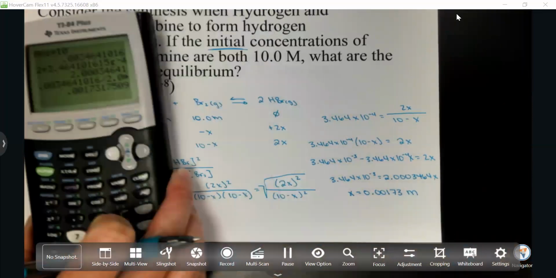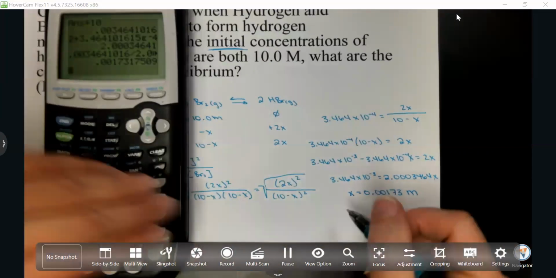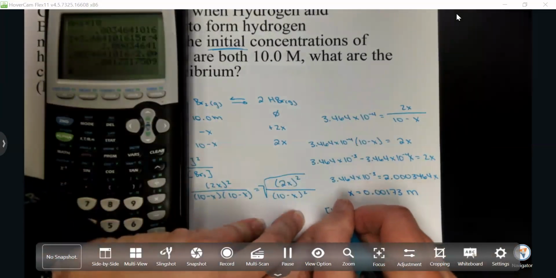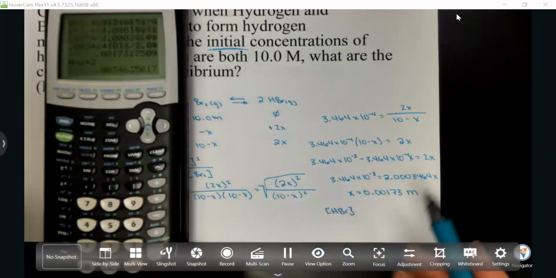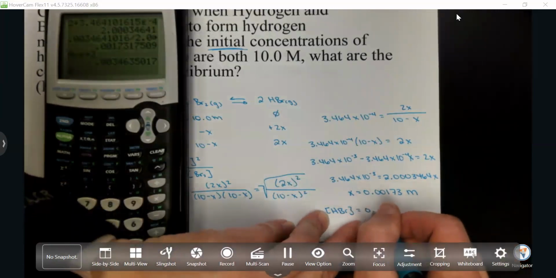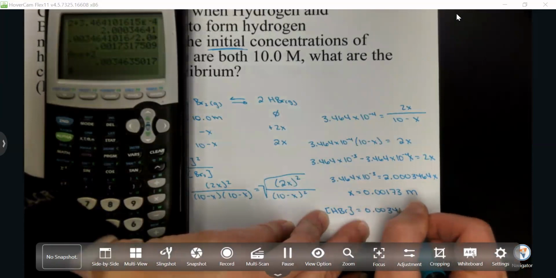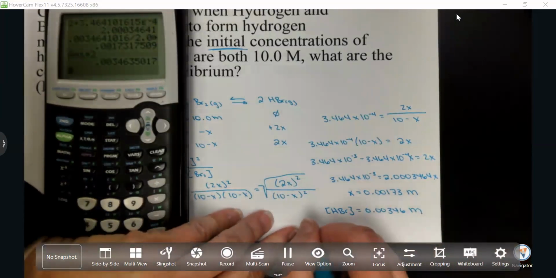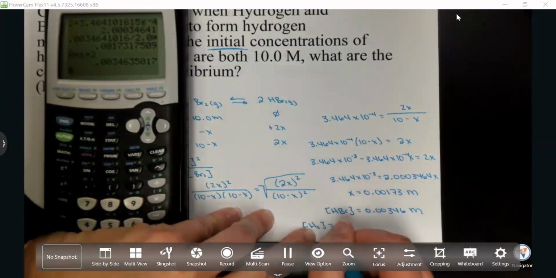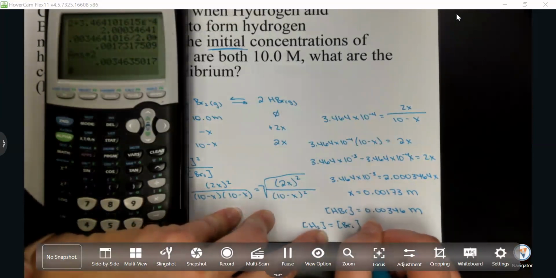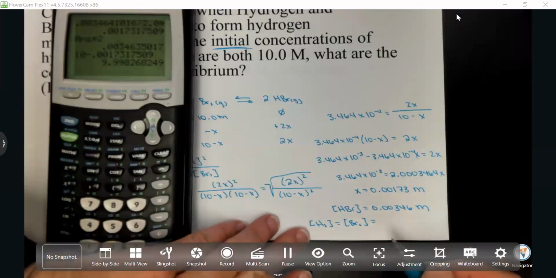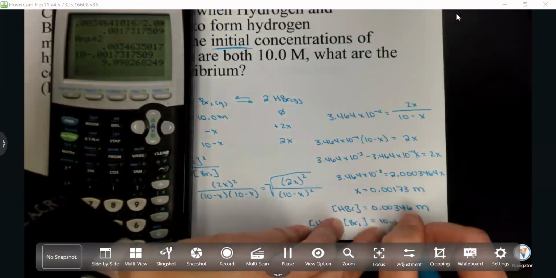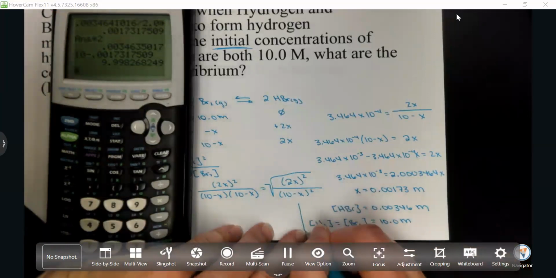It's asking me to solve for my equilibrium concentrations. So I know that my HBr, because my equilibrium row says 2x, I just have to multiply this by 2. So that's going to be 0.00346. And my hydrogen is equal to my bromine gas, which is going to be 10 minus my value of x, which when I run to sig figs, I probably won't change it too much here. And yep, because of sig figs, it just stays at 10.0. So those are my answers down here.